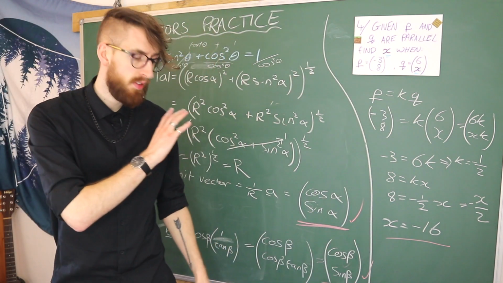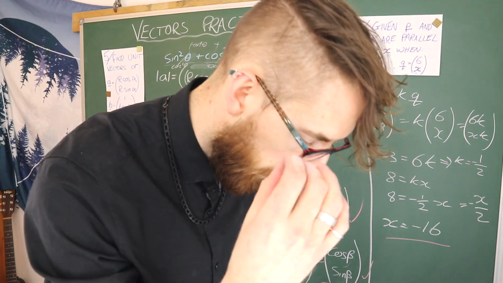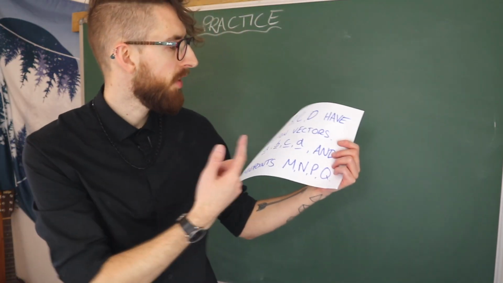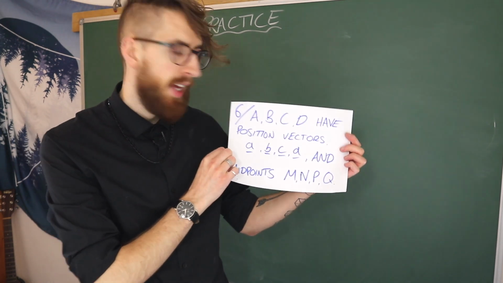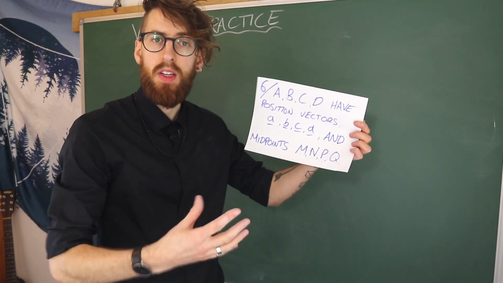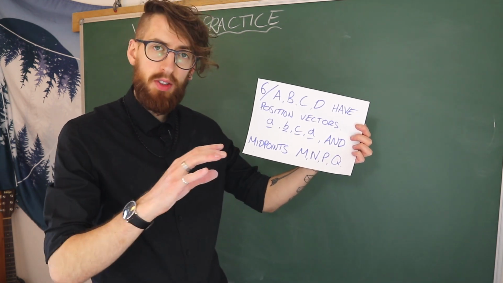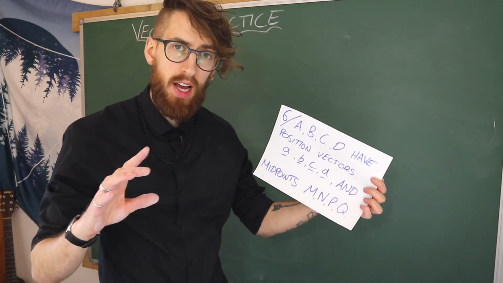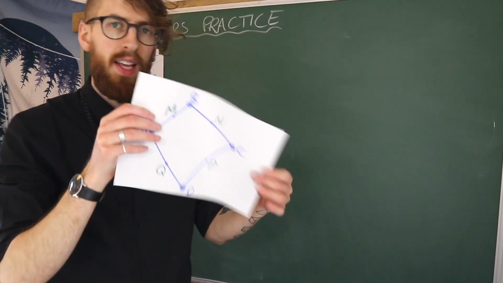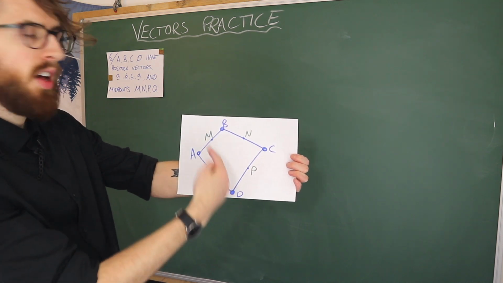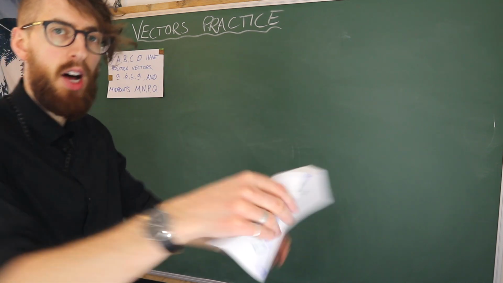Gonna have to get rid of all of this for our spicy, red hot final question. This is our final question, question 6. What we've got is A, B, C, D, and they are coordinates. They have position vectors A, B, C, and D. And each of those coordinates have midpoints M, N, P, and Q. Now, I've got a diagram to go with this. We've got some kind of shape, A, B, C, D, with M, N, P, Q as the midpoints. Let's get that on there as well.